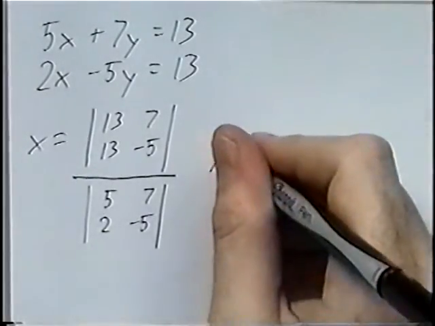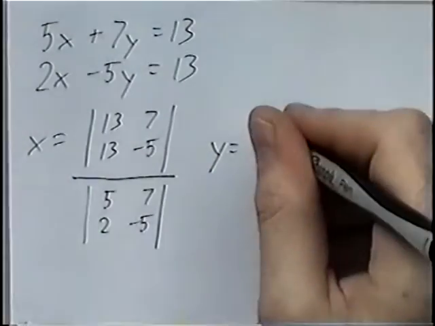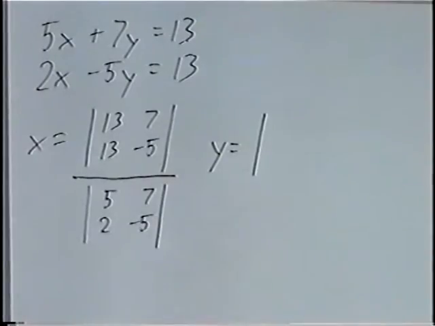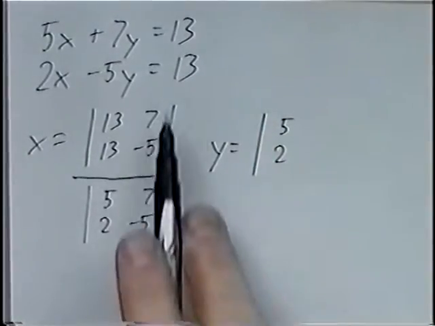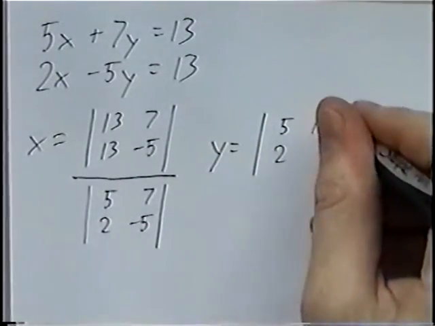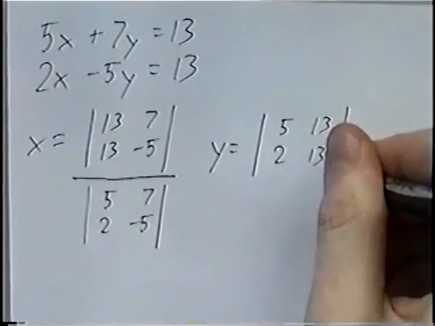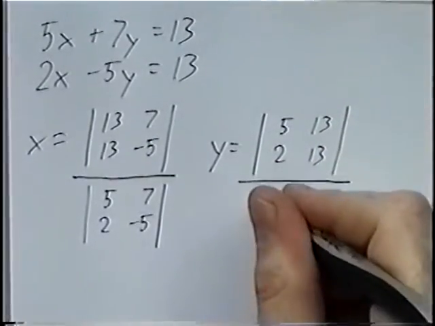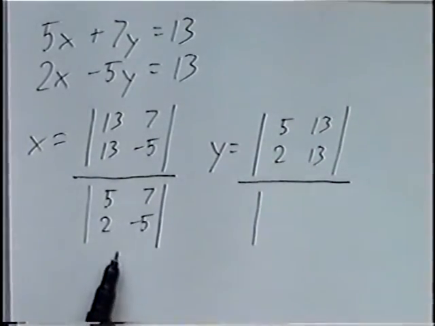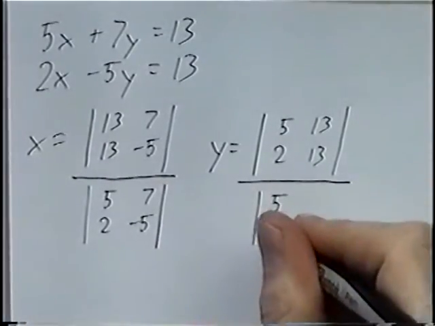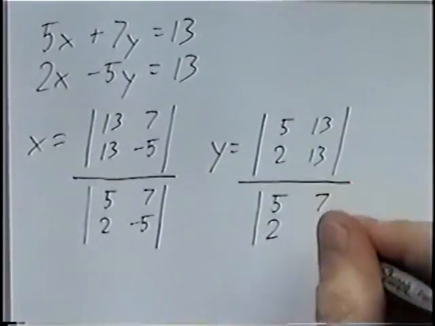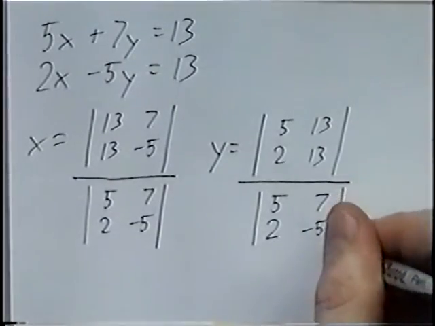Setting up the solution for y, the first matrix would be the x coefficients, 5 and 2, and then the two numbers the equations are equal to, 13 and 13. For the denominator, it would be the same as for x, which again are the coefficients of x and y, which would be 5 and 2, and 7 and negative 5.